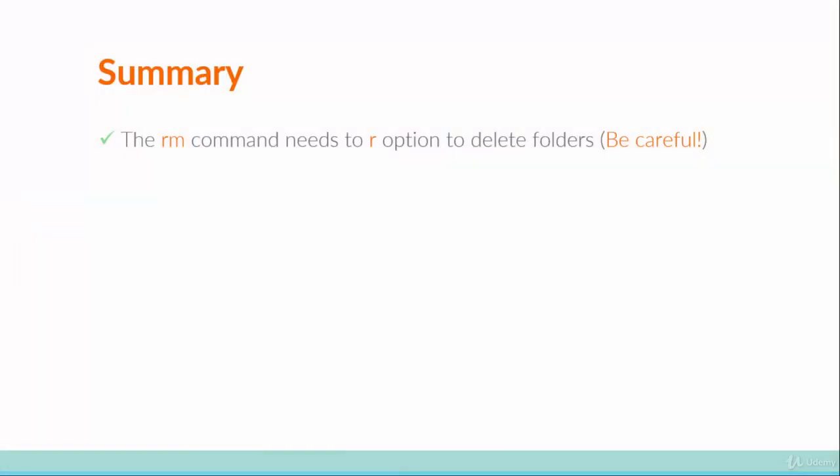So that'll just about wrap up our discussion of deleting files and folders using the command line. So in this video, you learnt that the rm command needs the R option in order to delete folders, and the R option stands for recursive deleting. So to delete something recursively means to delete that thing and everything else inside it, and this is why you need to be especially careful when using the R option, because you can end up deleting stuff that you didn't want to.